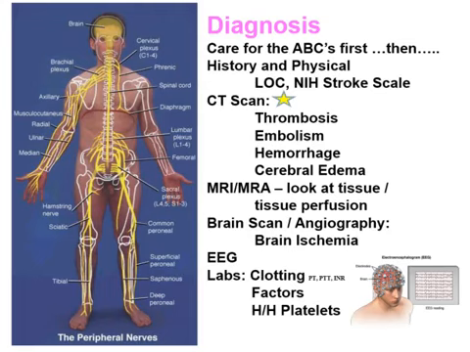EEG, that's looking for seizures, and that picture to the right is to make sure that sometimes stroke symptoms are actually seizures, so they need to rule that out. Or you could have seizures after your stroke. So we look at different labs like our clotting factors, PT, PTT, and INR, and our H&H and platelets.